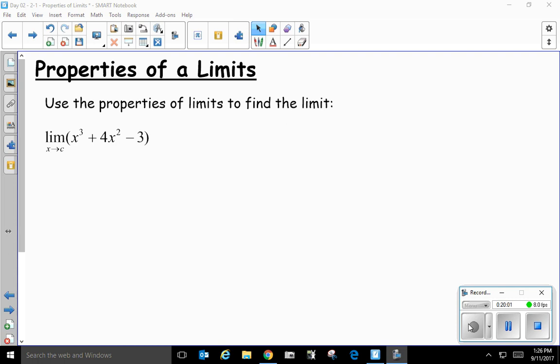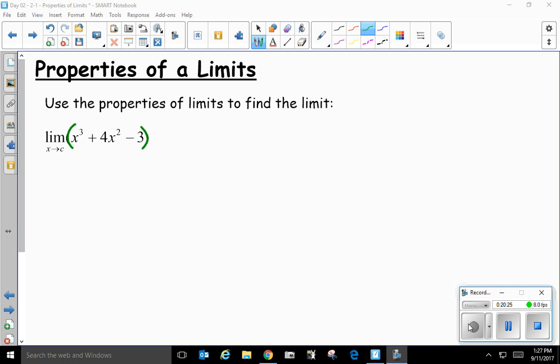So let's do an example. We're going to use most of our rules from that list we just took, and we're going to solve it step by step. And then afterward, we're going to show you another way, and you're going to do it that way. But I was proving to you why the other way works. So now, what am I going to do? First off, I've got a limit of a polynomial here. So what should I do? Yeah, I'm going to break it out.